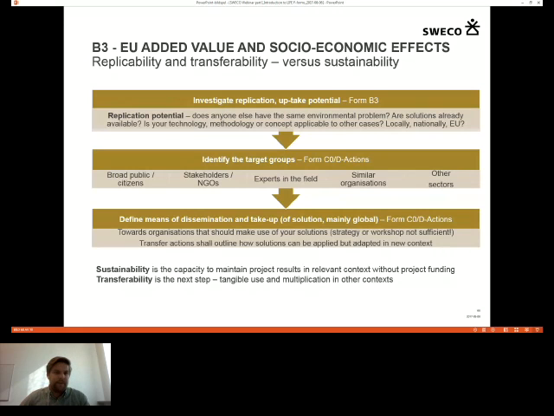I realize now that replicability and transferability comes first, although it's actually the second question. But the first question is EU added value of the project and its actions. Quite a broad topic, I would say. Replication and transferability, we'll talk about that just now. The socioeconomic effects of the project, and finally the efforts for reducing the project's carbon footprint.